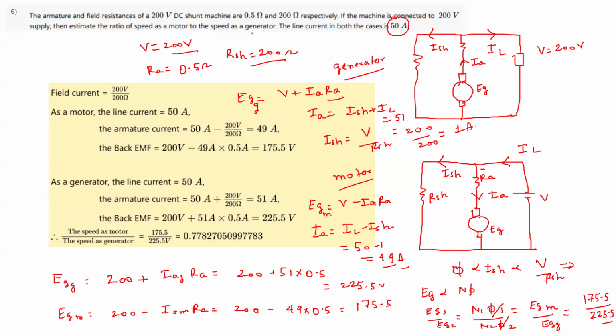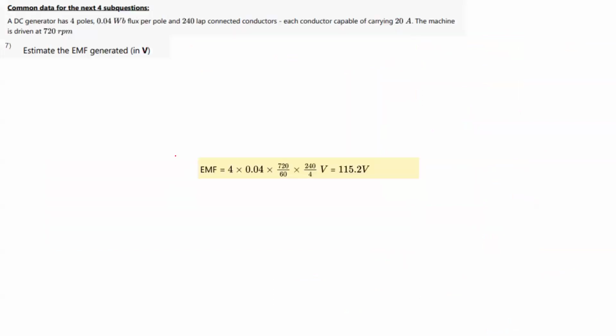Okay, so this is how you can solve it. This diagram is very important, because only then will you be able to write the KCL and KVL properly. Now let us go to the next question.